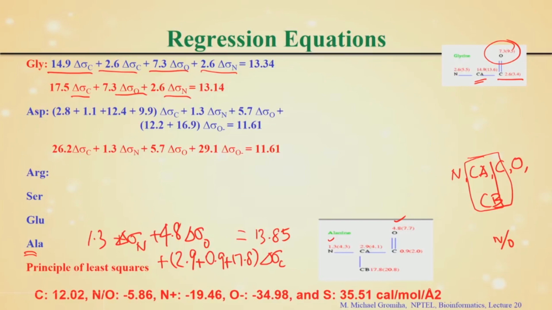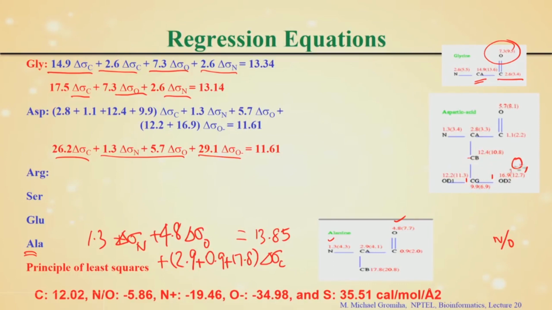If you go with the aspartic acid, how many groups do you have? 5. You can see the C and N and O we can combine together, and there is O minus. What is O minus? Negatively charged. You can see this in the aspartic acid. Here you can see OD1 and OD2. This is 12.2 and 16.9. You can add up these two, so you get 29.1.